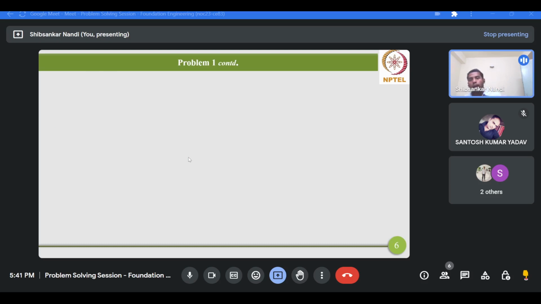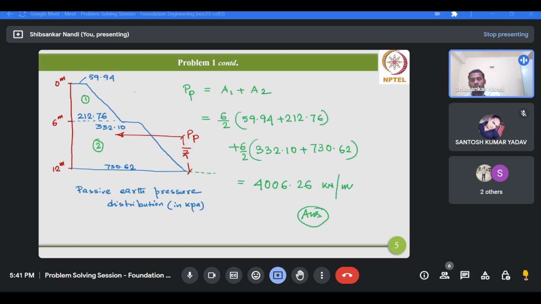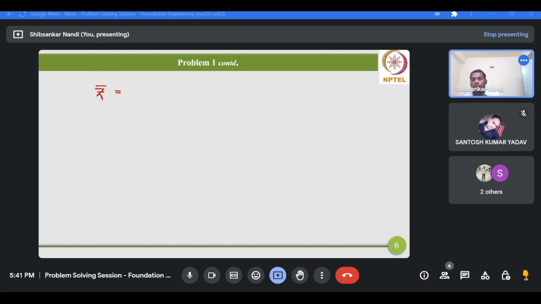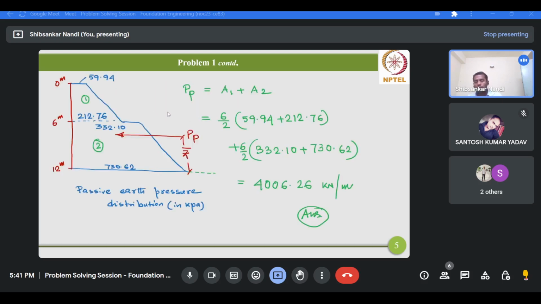So this z bar can be calculated by taking the moment of individual forces above the base. So A1 Z1 bar plus A2 Z2 bar divided by A1 plus A2. Now A1, A2 we know. Now what is Z1 and Z2 bar? Z1 and Z2 bar, these are basically the line of action of individual forces.